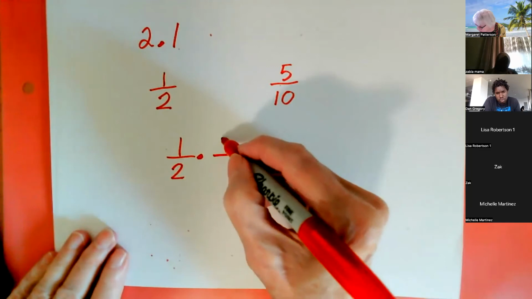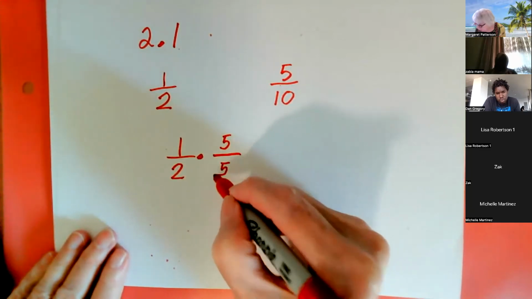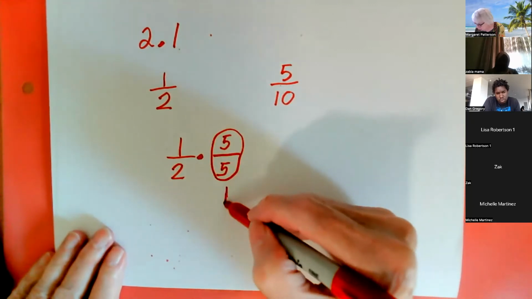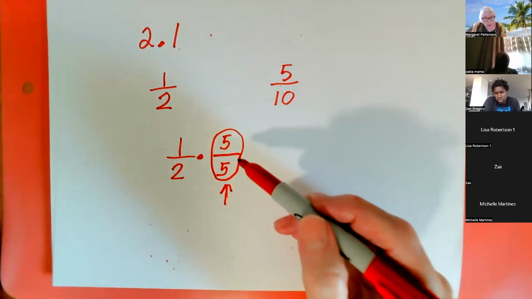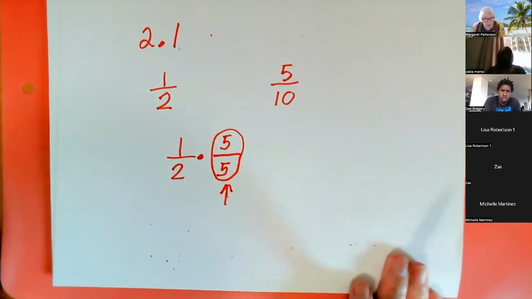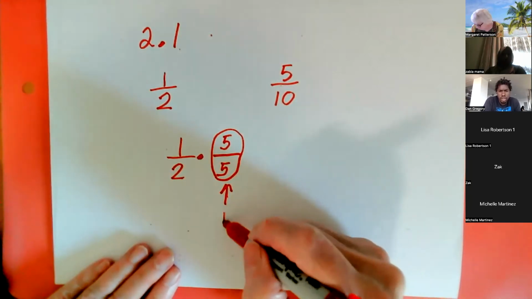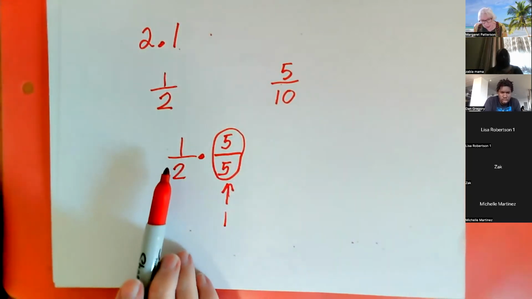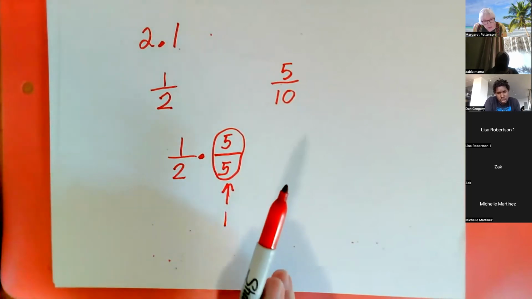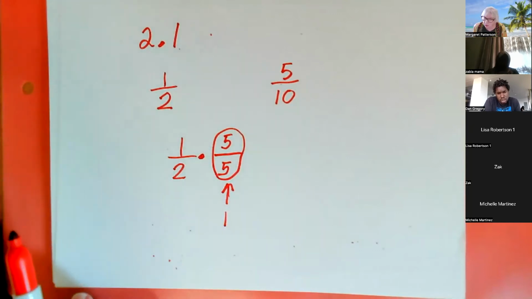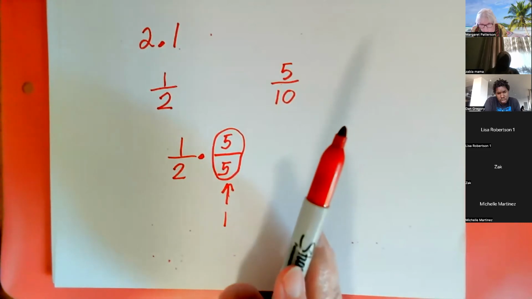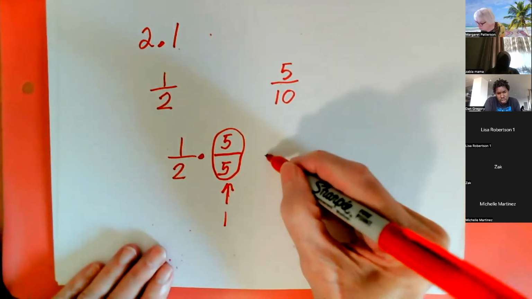I'm going to multiply by 5 divided by 5. Now, just look at this right now. How much is that worth? What's the simple version of 5 divided by 5? 1. So what happens when I take 1/2 and multiply by 1? Shouldn't I get what's equivalent? In other words, multiplying by 1 should not change it, should it? That's right. And that's what I wanted you to see.